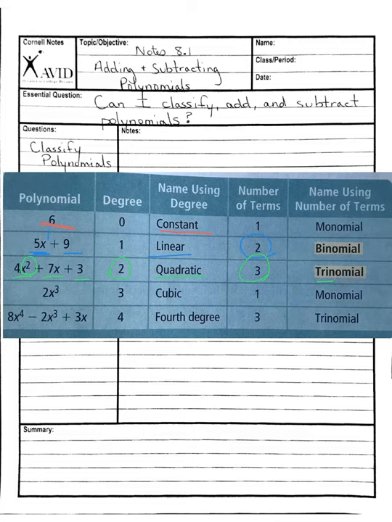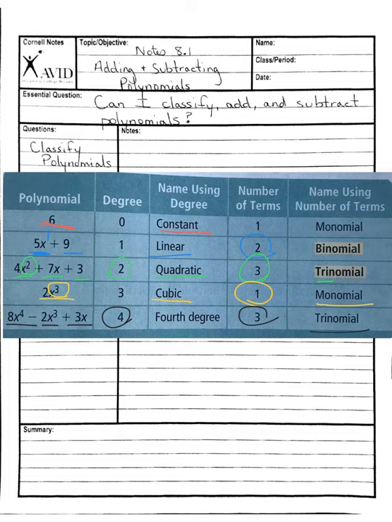The next one is cubic. My power on this one is a power of 3. The degree is 3. That's what makes it a cubic. It is only one term though, so it has the name monomial. The one term is just the 2x cubed. And the very last one here, we actually have 3 terms, but the biggest exponent is to the 4th power. But because there are 3 terms, we have named it a trinomial.